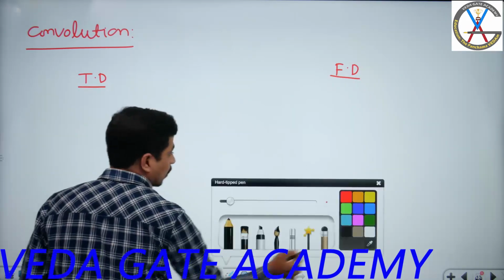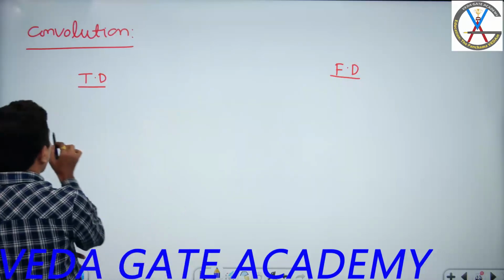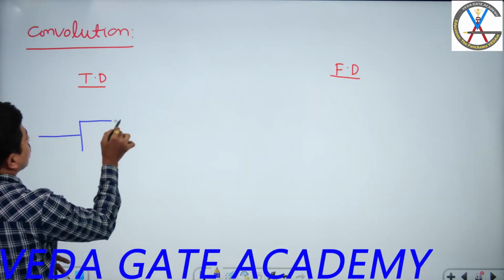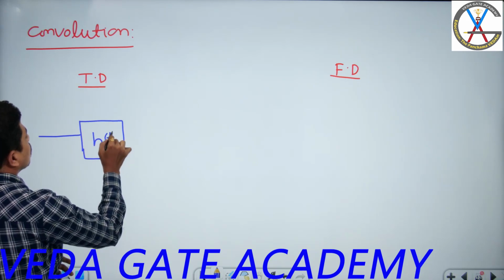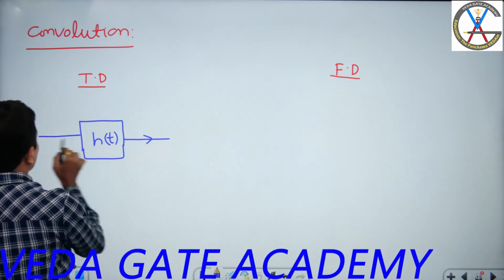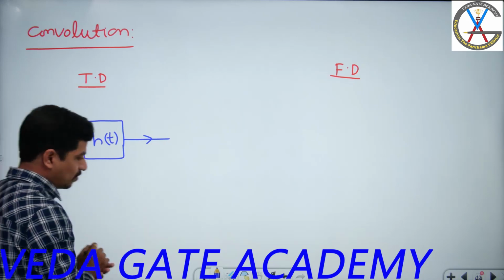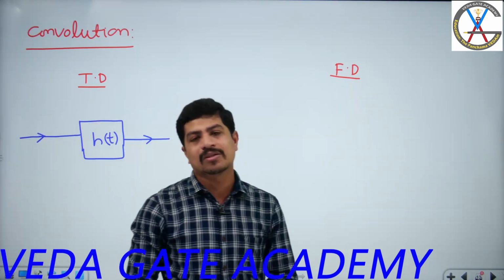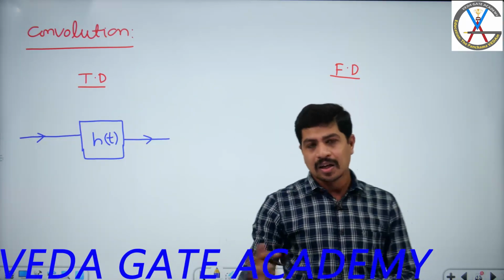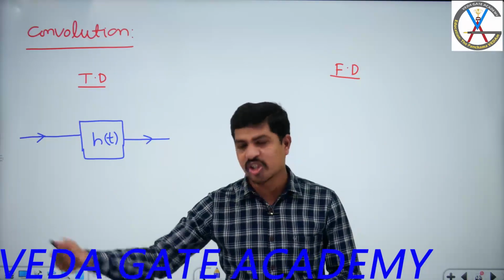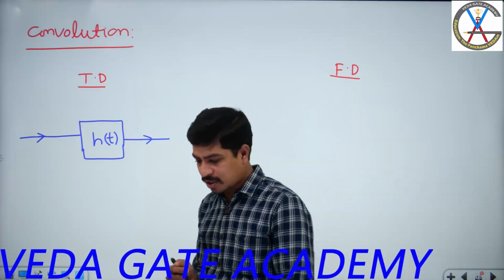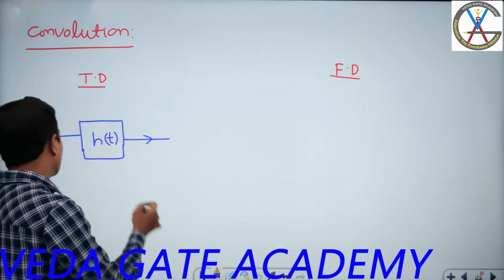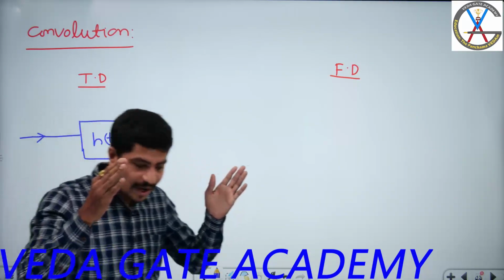Observe all of you here. I have a system whose response is h of t. You might have a doubt: sir, what is a system? What is that system response? System response is also called impulse response. We will be understanding that in the upcoming sessions. H of t is called system response, which is also called impulse response. For the time being, we have taken a system.